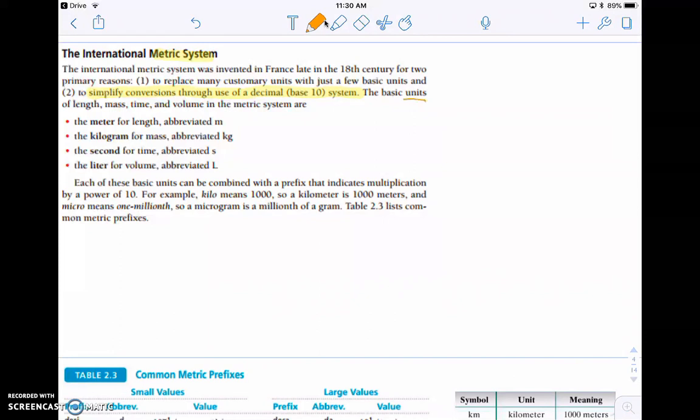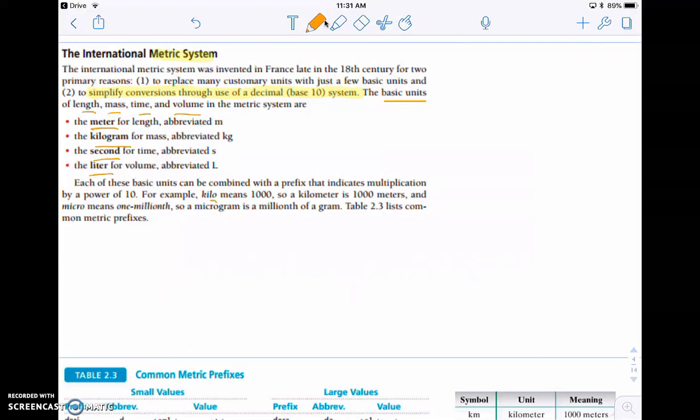But the basic units here for length, mass, time, and volume, you can see those are respectively meters, kilograms, seconds, and liters. So when I talked about basic units, those are our basic units that we use for length, mass, time, and volume.